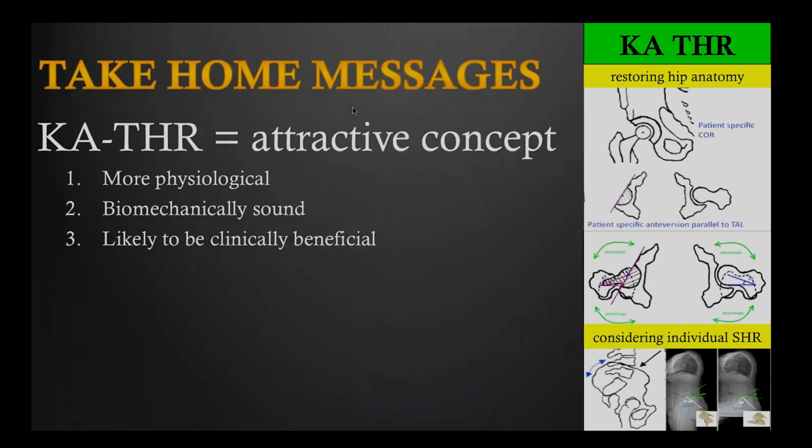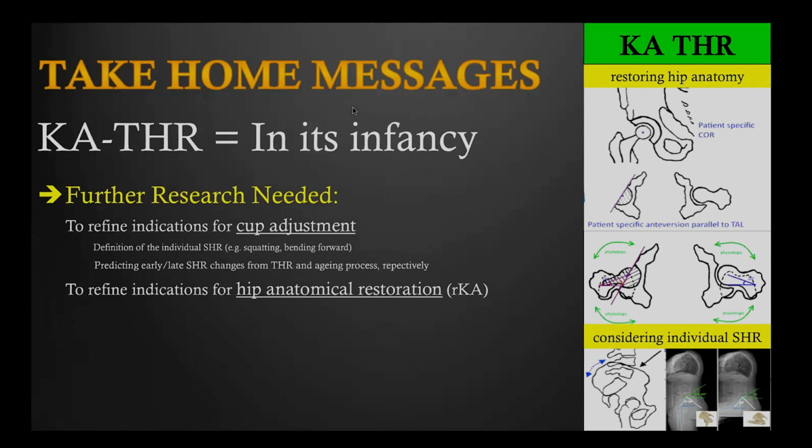So my take-home messages are that a kinematic technique for hip replacement is an attractive concept, like it is for knee replacement. This is more physiological, this is biomechanically sound, and therefore likely to be clinically beneficial. Obviously, the technique is in its infancy, and a lot of research needs to be done in order to refine the indication on when and at which level we need to adjust the cup relative to the transverse ligament, and when we should or should not restore the hip anatomy. In other words, when do we have to do a restricted kinematic alignment technique for the hip.